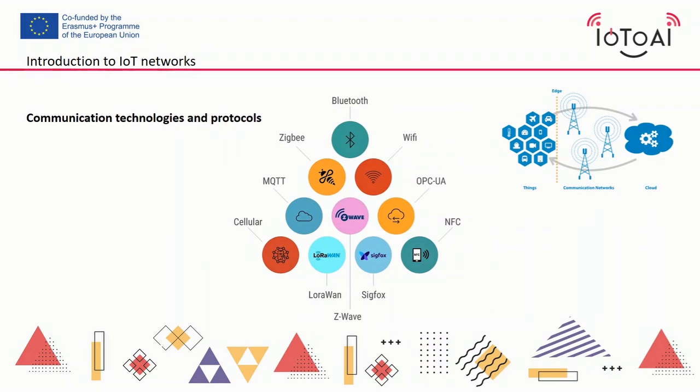It's very important to distinguish between the different technologies and protocols in the framework of IoT. There are some popular technologies like Bluetooth, Wi-Fi, Zigbee, NFC, or cellular networks, but there are also some specific technologies and protocols designed only for IoT networks, like Zigbee, LoRaWAN, Sigfox, or Z-Wave.